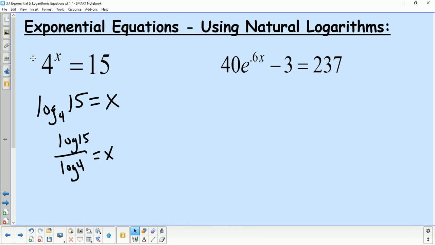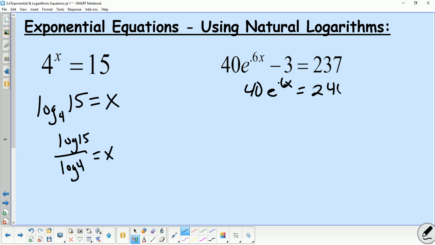Okay, so the first one already had our exponential expression isolated. You'll notice on the second one it's not isolated yet. So we need to start by adding 3 to both sides. And so that's going to give us 240 over there. And then we still need to get the e to the 0.6x by itself. So we divide by 40, and that's going to give us 6 on this side.